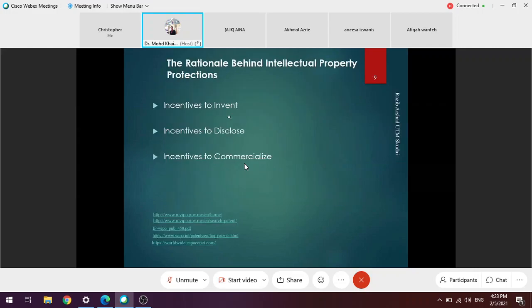All right. So the rationale behind intellectual property protection, why? Because of course, we are going to get incentive to invent, we are going to get incentive to disclose, and we are going to get the incentive to commercialize.